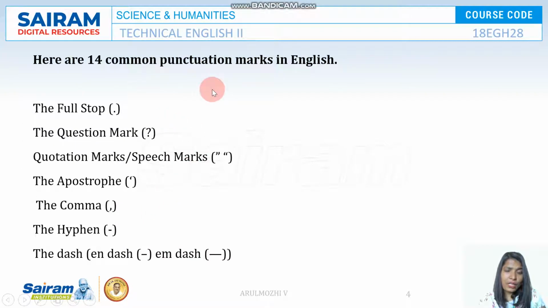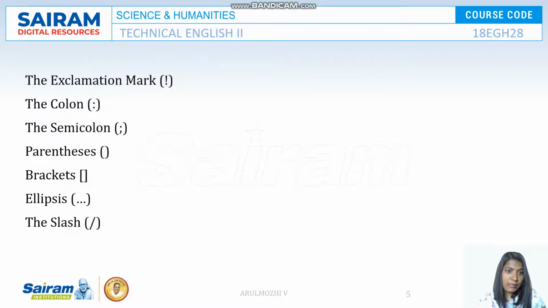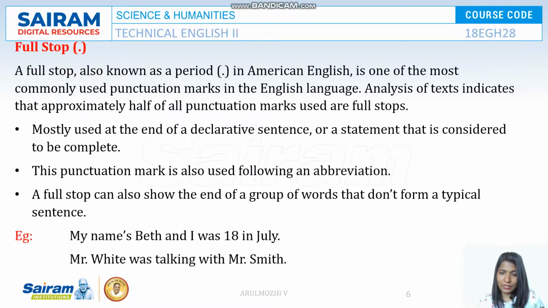There are 14 important types of punctuation. They are full stop, question mark, quotation marks, apostrophe, comma, hyphen, en dash, em dash, exclamatory mark, colon, semicolon, parentheses, that is curved bracket, brackets, that is square bracket, ellipsis, dots, and slash.